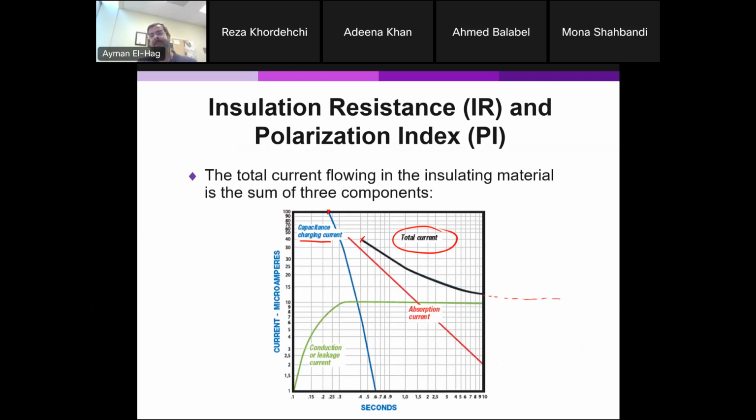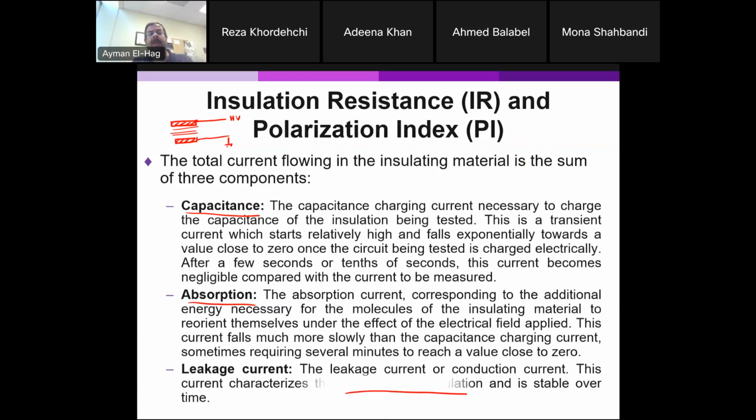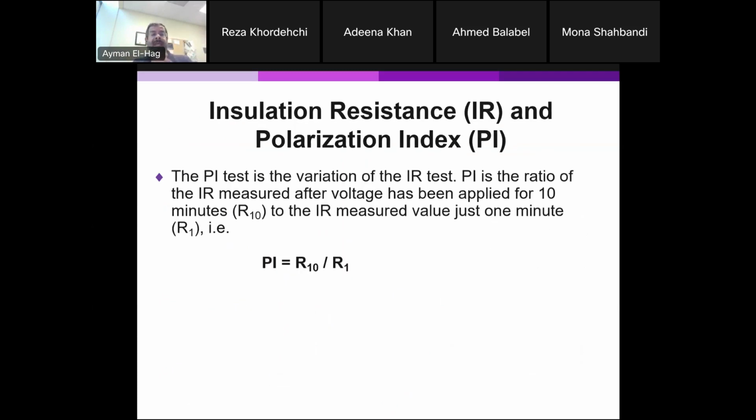You want this current to be equal to zero. It's not equal to zero, but you want it to be, because you want the insulation to have infinite resistance, which is not the case. So the higher the current, the worse the insulation system, and vice versa. That is the insulation resistance. Now, to avoid some confusion about the results, because it depends on the configuration of the system, you will have different values and times for the full charging.